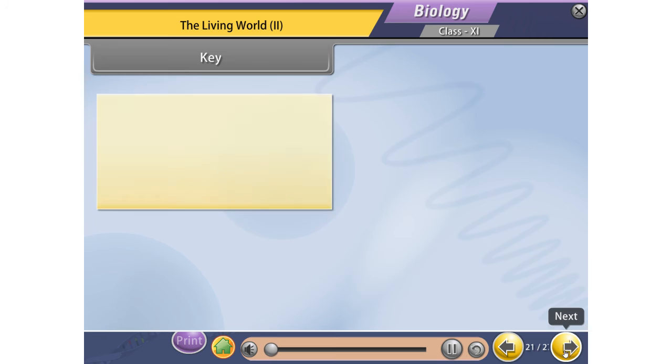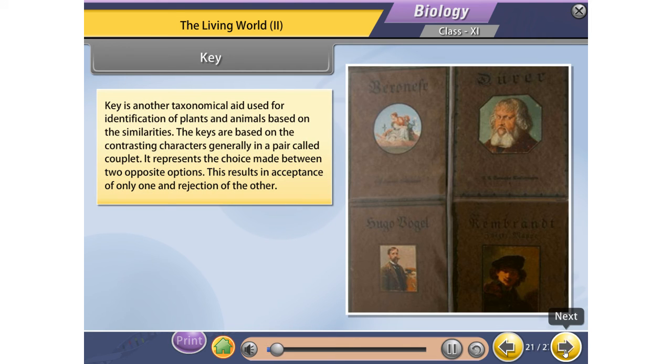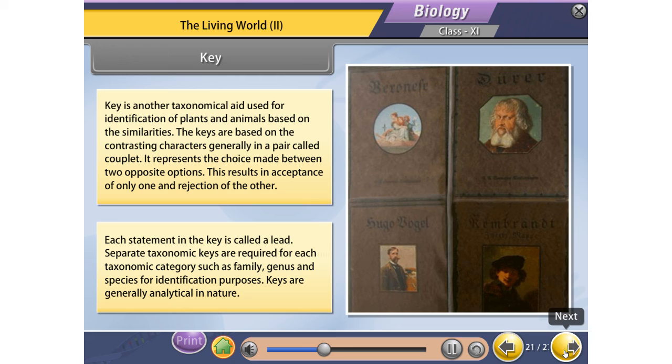Key. Key is another taxonomical aid used for identification of plants and animals based on the similarities. The keys are based on the contrasting characters, generally in pair called couplet. It represents the choice made between two opposite options. This results in acceptance of only one and rejection of the other. Each statement in the key is called a lead. Separate taxonomic keys are required for each taxonomic category such as family, genus, and species for identification purposes. Keys are generally analytical in nature.